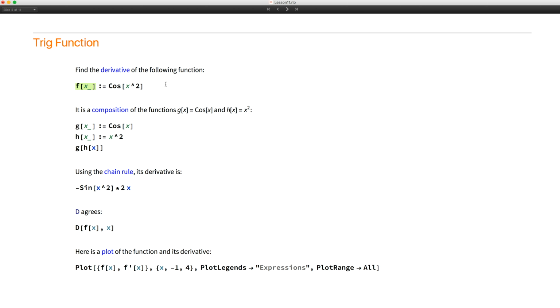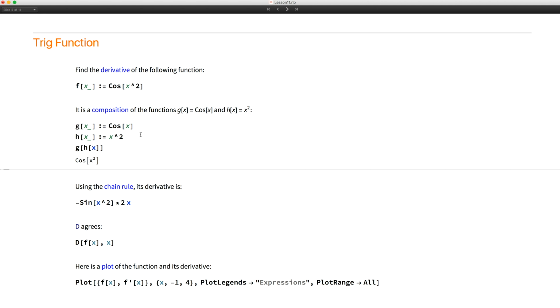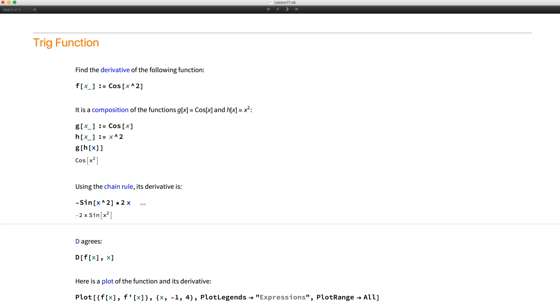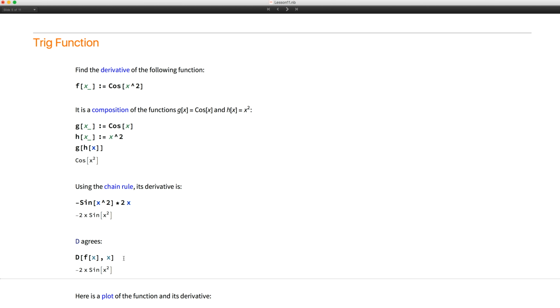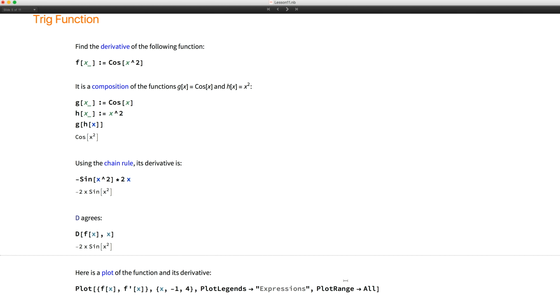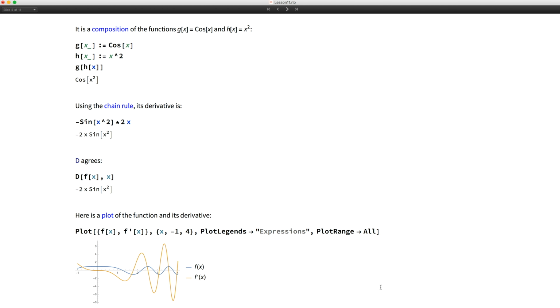Okay, so here's a trig function, cosine of x squared. Now, the inner function over here is x squared, the outer one is cosine x. So let's first set up the composition, and you get back cosine of x squared from g of h of x. So you work out the derivative of h, that's 2x, work out the derivative of g, and then that's the answer. And of course, D gives just the same result. And here is a plot of the function and its derivative.